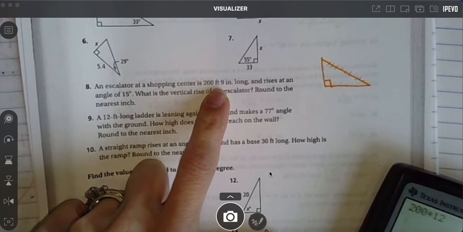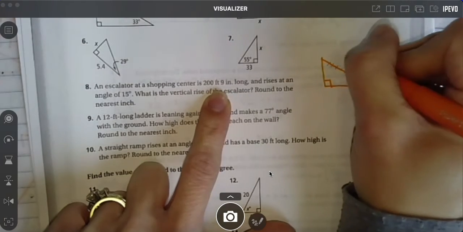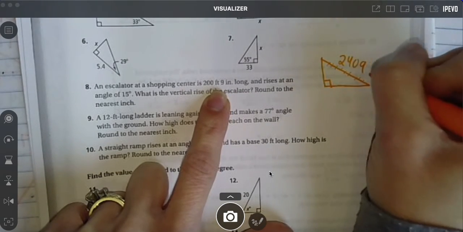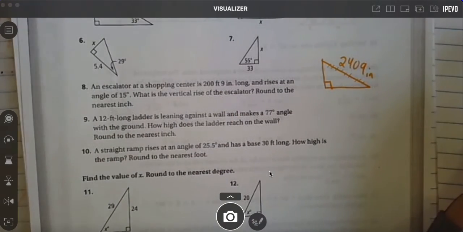2,400. Yep, and then we would add 9. So 2,409. 2,409 inches. Is everybody good with that? That's why we're doing this together. That's in inches how long this escalator is.